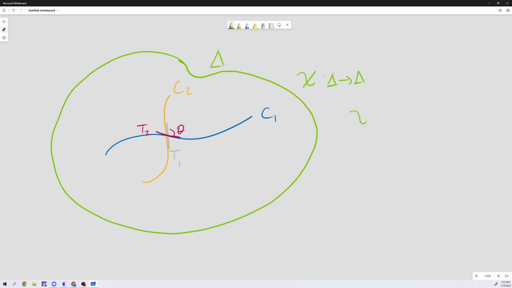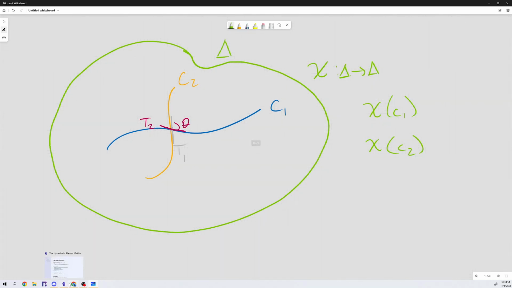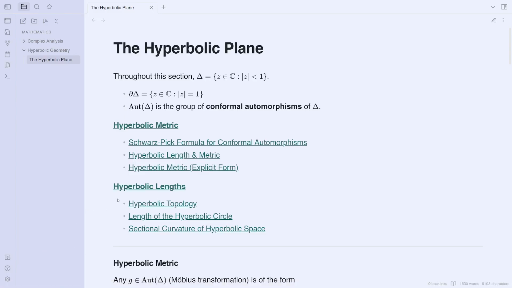We can compose chi with C1 and compose chi with C2. This will give us two new curves. But if chi is a conformal map, this angle here will be the same after the mapping. So these curves are going to shift around after I apply chi to them, but because chi is conformal, even though they shift around, this angle here is preserved. It's the same. It doesn't change. But we're not really going to worry too much about that. So if that's kind of a hairy idea, it's no problem.